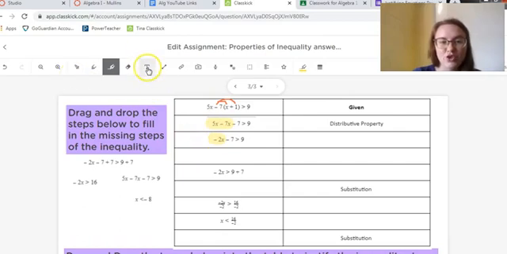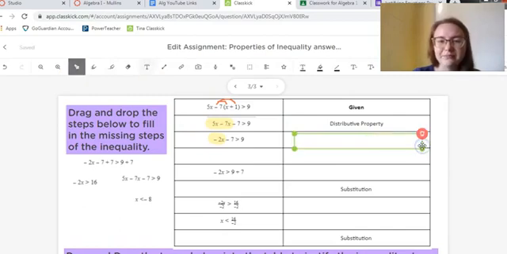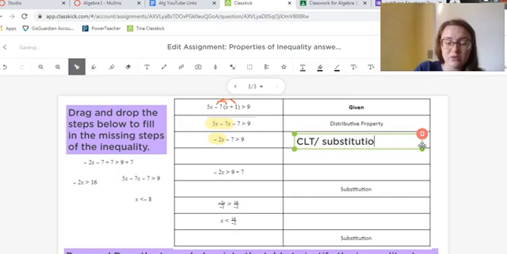Okay, so I'm not going to drag and drop, guys, because I have to scroll a lot. I'm just going to type. So what property says that I just can combine like terms? This is combining like terms, which is substitution. Substitution. You guys know I cannot spell that word.